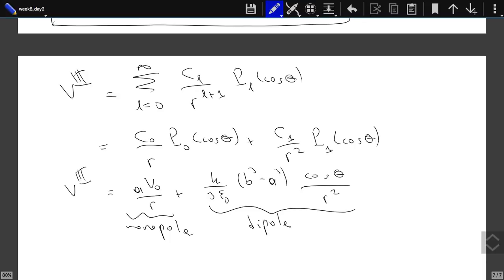The quadrupole, octupole, etc. moments of the system are all zero. Because this is not an approximation, this is the exact potential. And whatever the potential is outside the charge distribution, you can always write it as an infinite sum over the multipoles. But in this case, only the monopole and the dipole terms are non-zero in this infinite expansion. All the other ones turn out to be zero. So this is a system which doesn't have an octupole or a quadrupole moment.